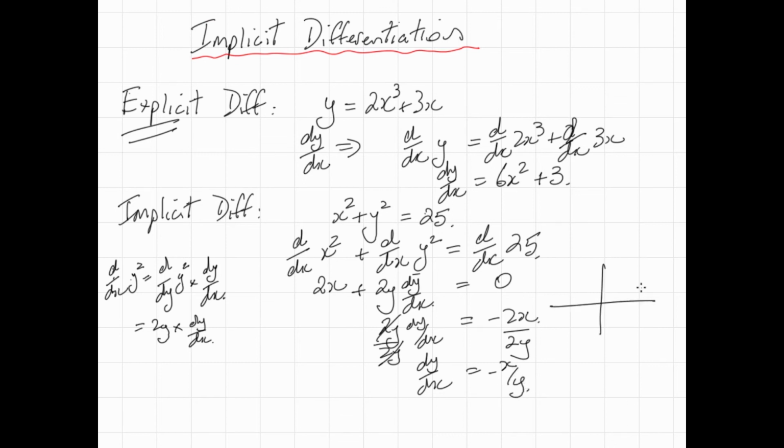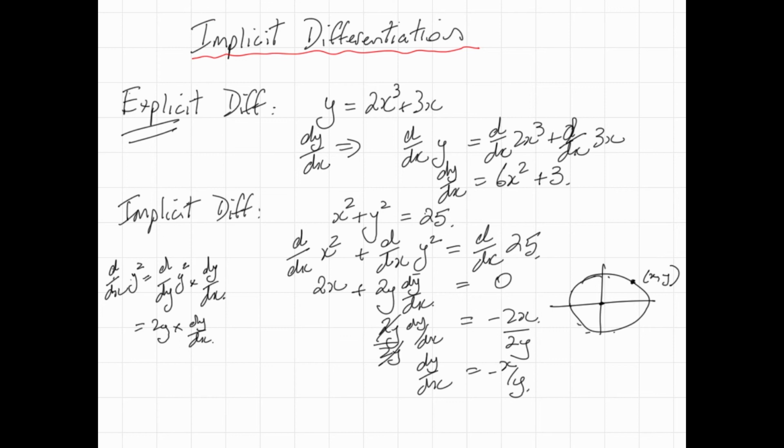Now that means, graphically, that the gradient at any point on the circle is just the negative of the x divided by the y. So if this has the point x, y, the gradient at that point is the negative of the x coordinate divided by the y coordinate, and that applies to every point on that circle. But anyway, that's by the by. The main thing is how to do implicit differentiation, where you've got x's and y's intermingled in an equation and you want to find dy dx.